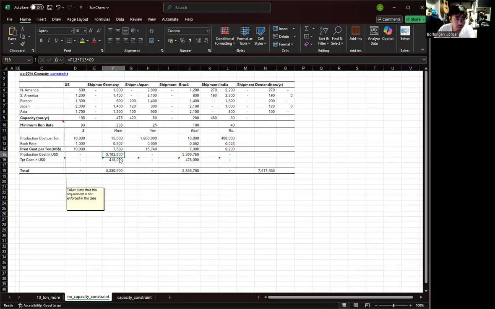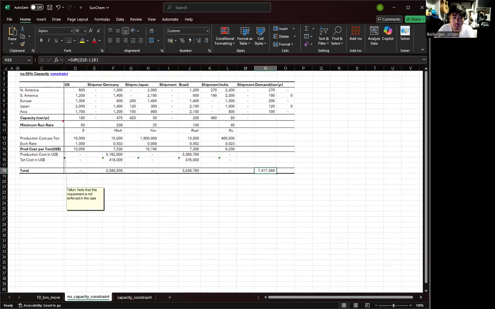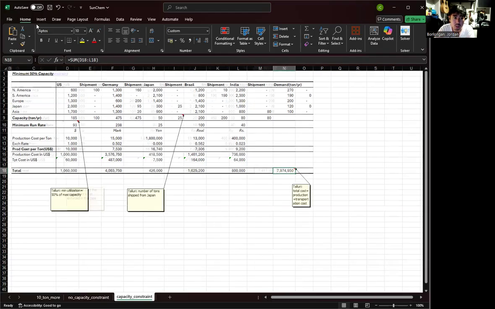And computing for the total cost, we can see that it is around $500,000 less than with the constraint right here.